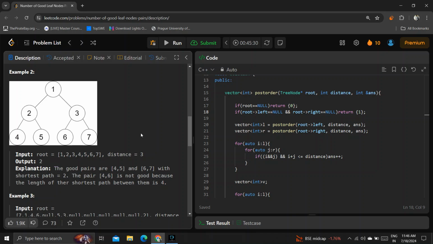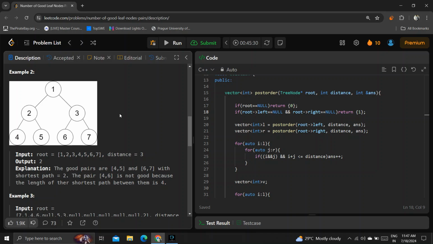Now I would like to add one more test case. Suppose instead of distance 3, it is 10. Then what could be our answer? This could be our answer, 2 is less than 10. This could be our answer, 4 is less than 10. This could be our answer, 4 is less than 10. Again, this could be our answer as 4 is less than 10. Again, this is also 4, less than 10, and for this 2 is less than 10. So our answer value would be 6, right?